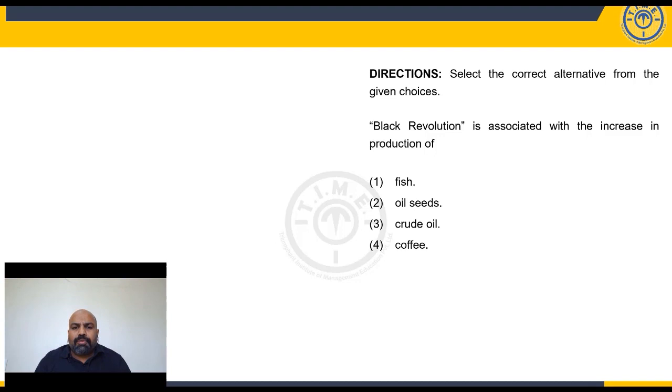Fish is blue. Blue revolution. Oil seeds is yellow revolution. Coffee, technically there is no revolution, but fish blue, oil seeds yellow, crude oil black. We'll take two more. Green revolution, food grains, white revolution, milk production.